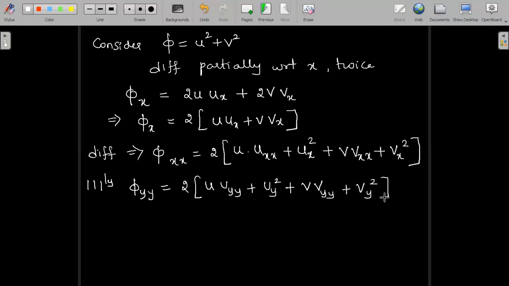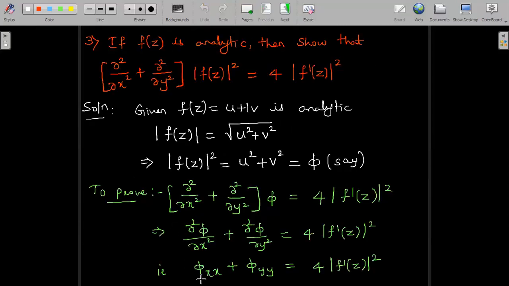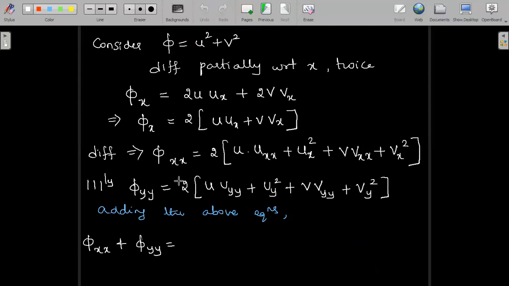So I'll be adding these two expressions now. The sum of these two expressions we should do now. Adding the above equations. Let us add and write down what is phi xx plus phi yy, because that is my requirement now. Why are we adding? I'll just show it in the previous page. Observe the requirement, phi xx plus phi yy is our requirement. That is the reason I obtained the partial derivative twice with respect to x and twice with respect to y. Now we are adding them.